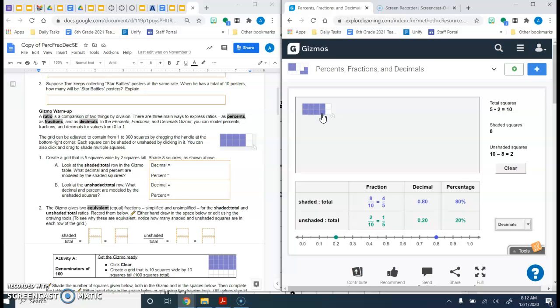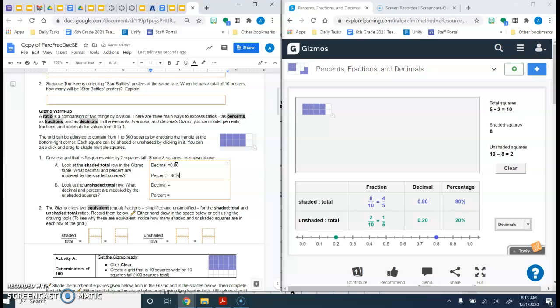So now it says, look at the shaded to total row. So that's right here in this little table underneath in the gizmo. What decimal and percent are modeled? Well, the decimal that's modeled is 0.80, so 80 hundredths. And the percent that's modeled is 80%.